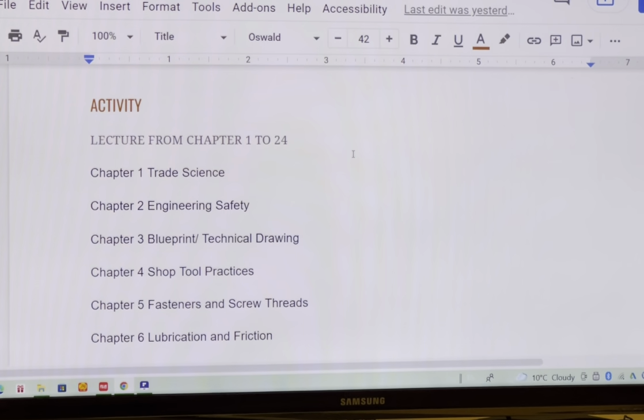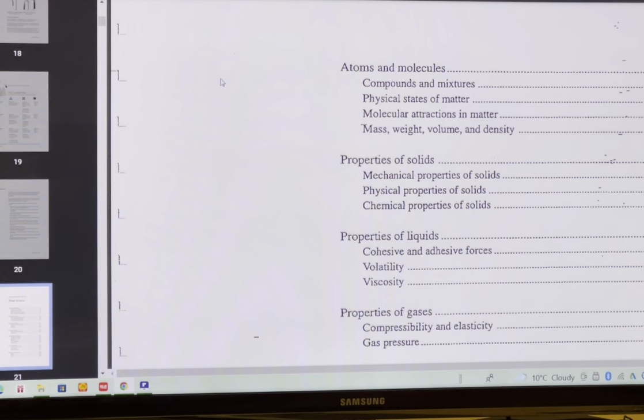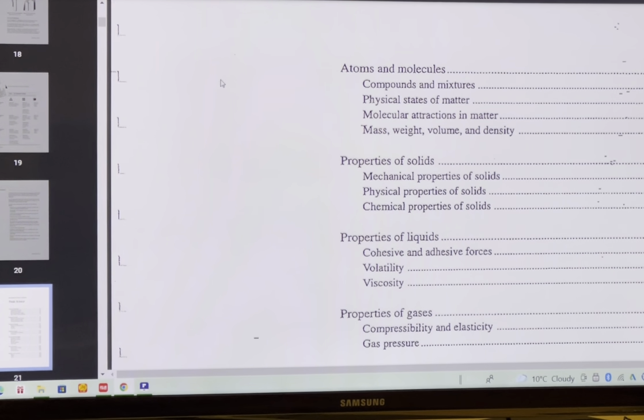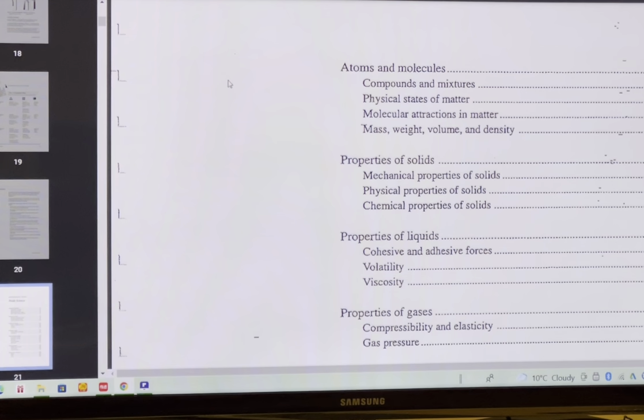Today we will begin from chapter 1 to chapter 24. Okay? Chapter 1, Trade Science. Trade Science includes your middle school or senior middle school knowledge. For example, here is the chapter Atoms and Molecules. We were talking about the compounds and the mixture, physical state of matter.